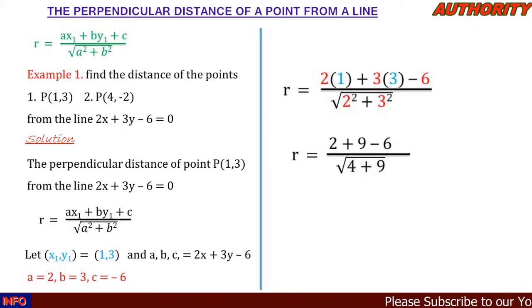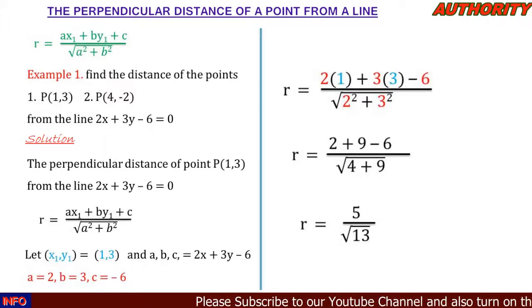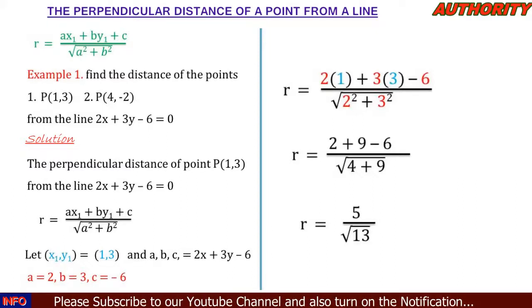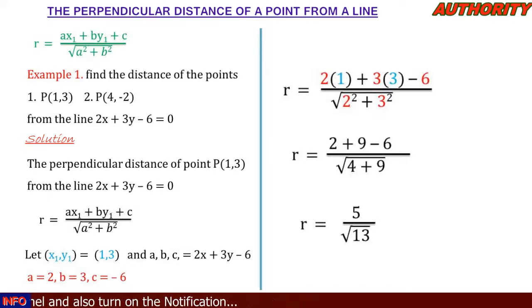From the numerator, we have 2 plus 9 minus 6 equal to 5, all over the denominator, the square root of 4 plus 9, which is 13. So we have 5 all over the square root of 13. So here we have that the distance from the point (1, 3) to the line 2x plus 3y minus 6 is equal to 5 all over the square root of 13.